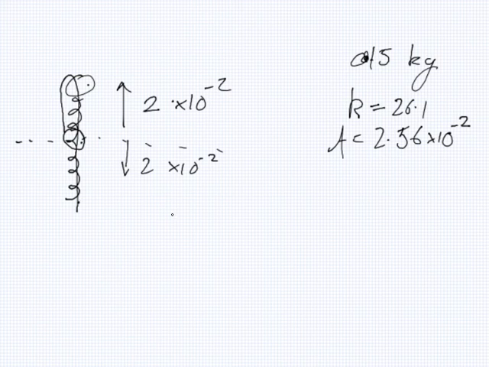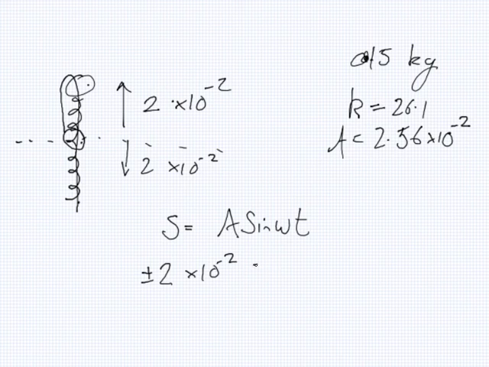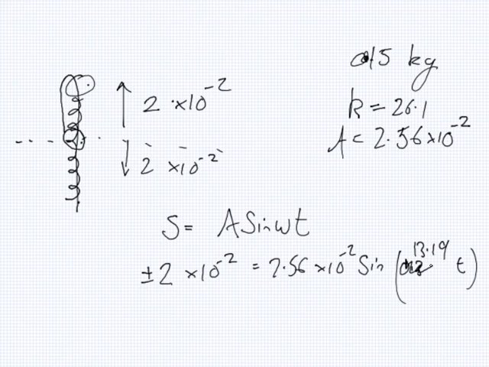So using the formula s equals A sine omega t, I basically have the math problem where I need to solve these two equations: plus or minus 2 times 10 to the minus 2 equals 2.56 times 10 to the minus 2 sine omega t, and I can work the omega out. Omega is 13.19, sorry. 13.19? Yeah. Okay, and the amplitude is helping it.